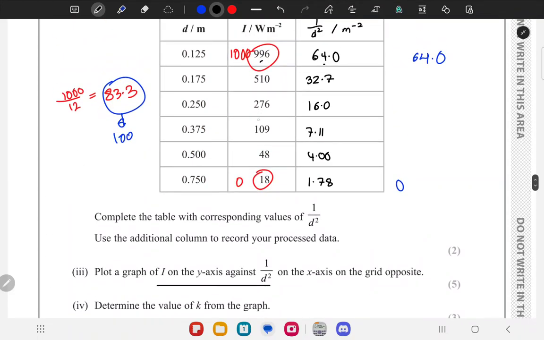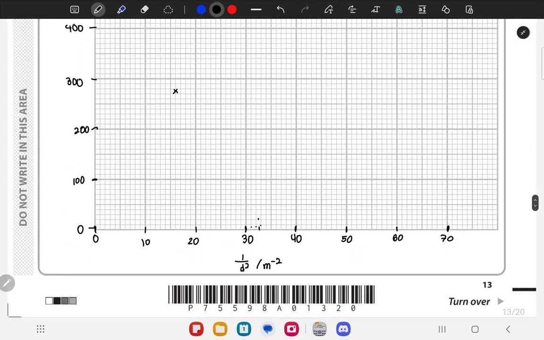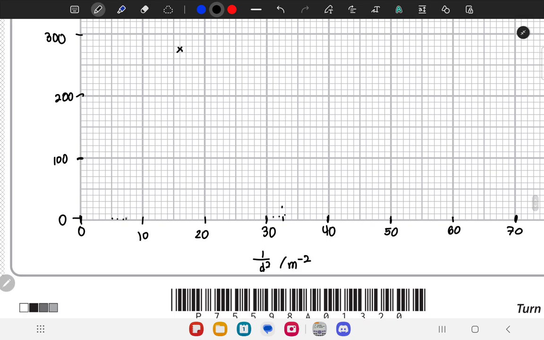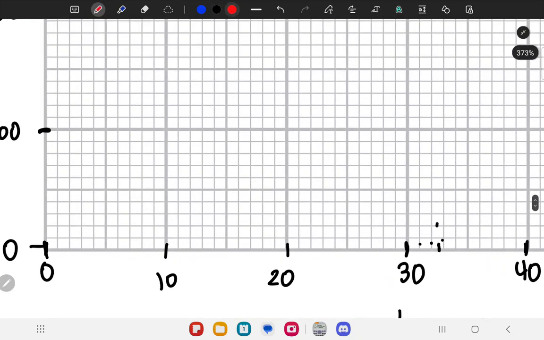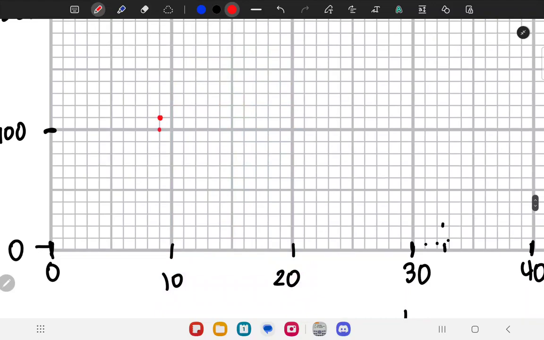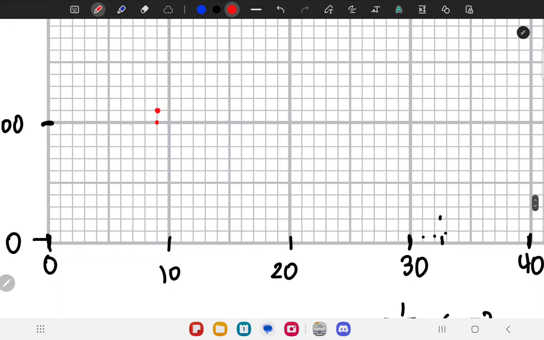Then we have a value at 109 and 7.11. So 7.11, this is 567, 7.11 and 109. So this is 100, this is 110. This is 567. So this is 7. This is 110. So somewhere over here. So this is 7.1.